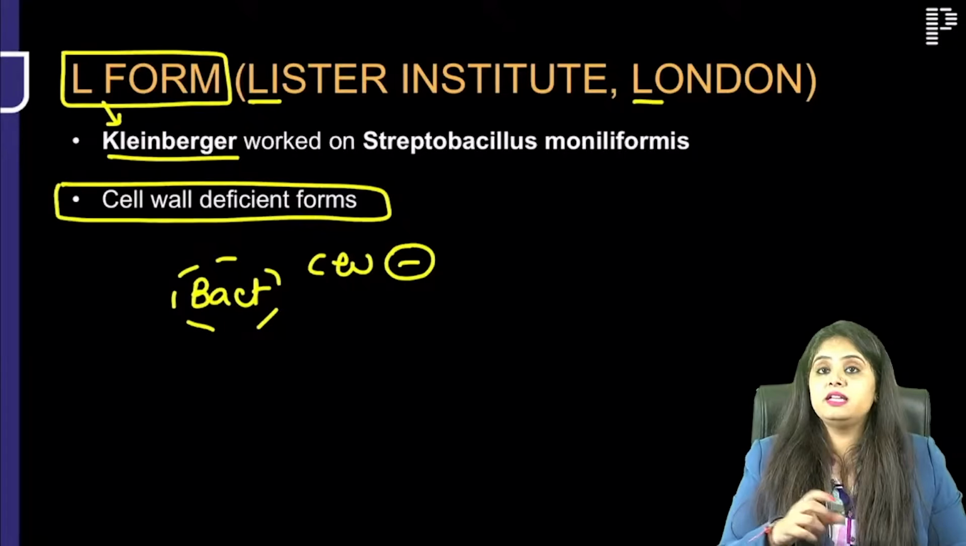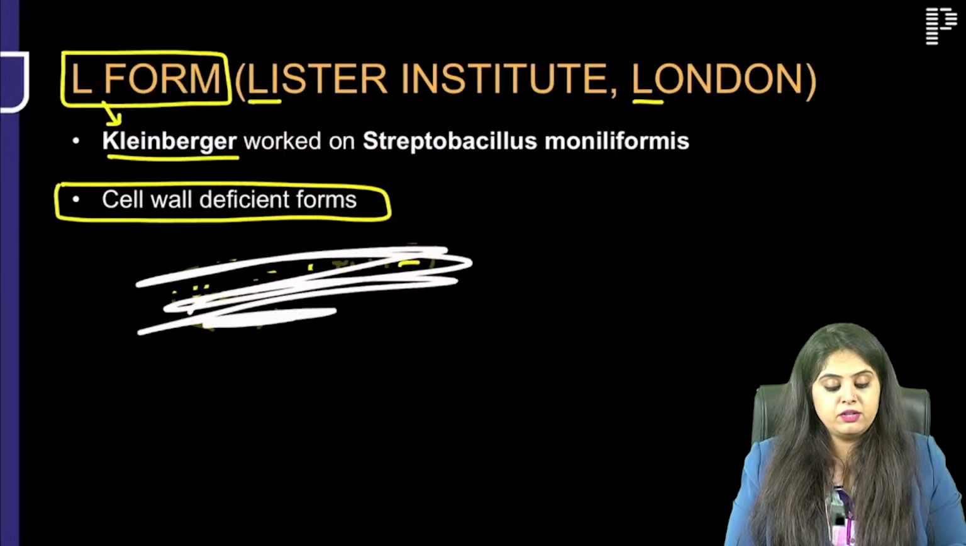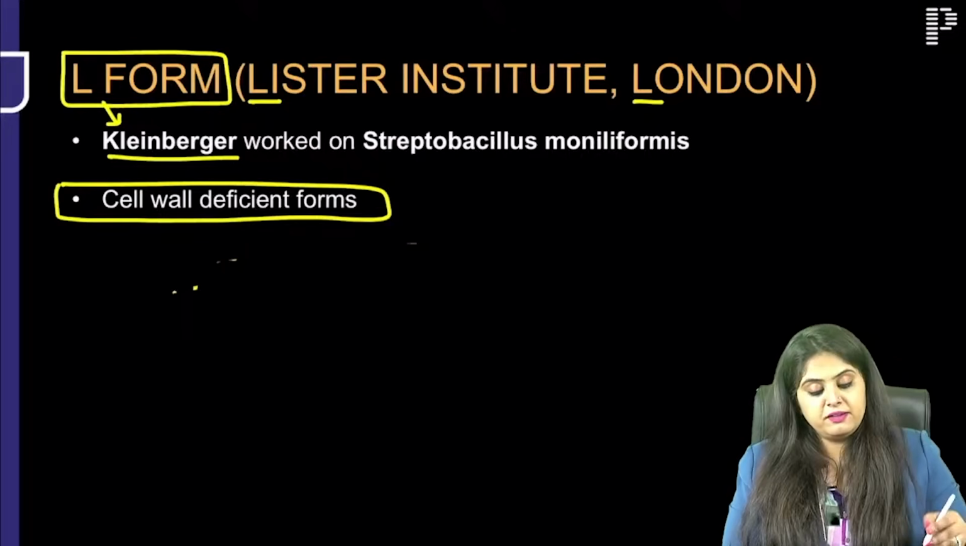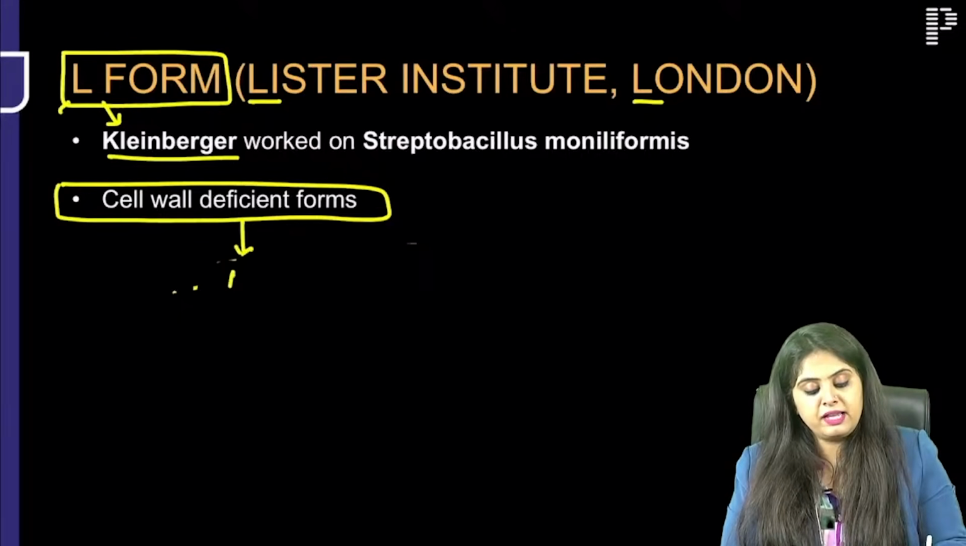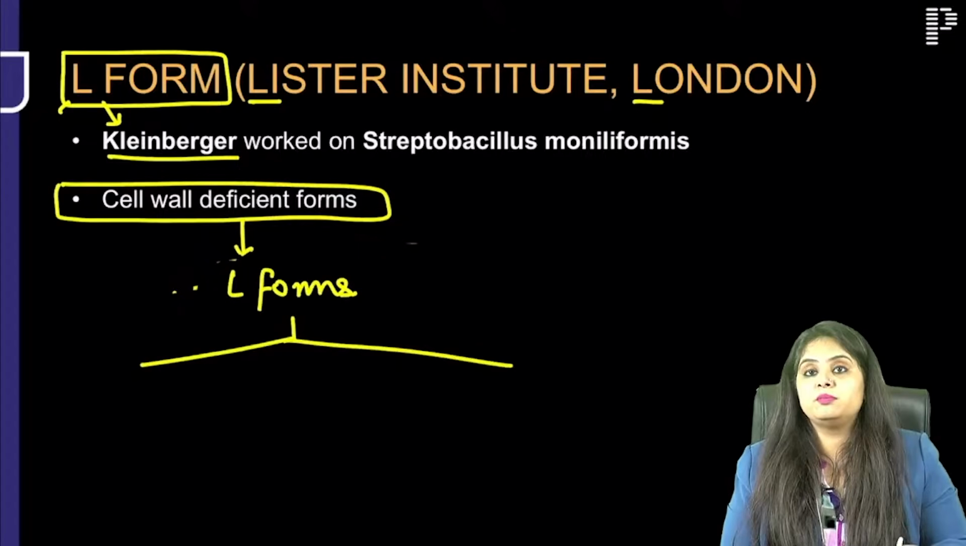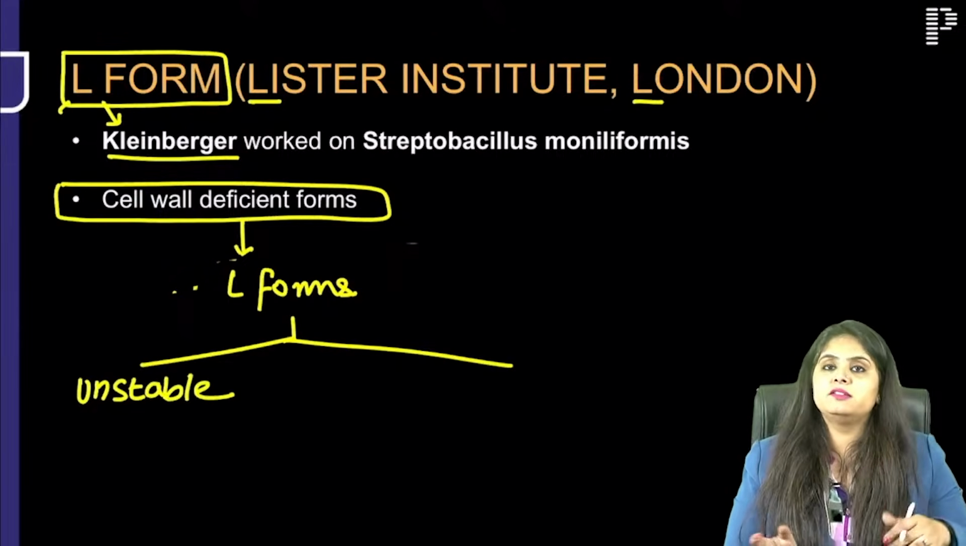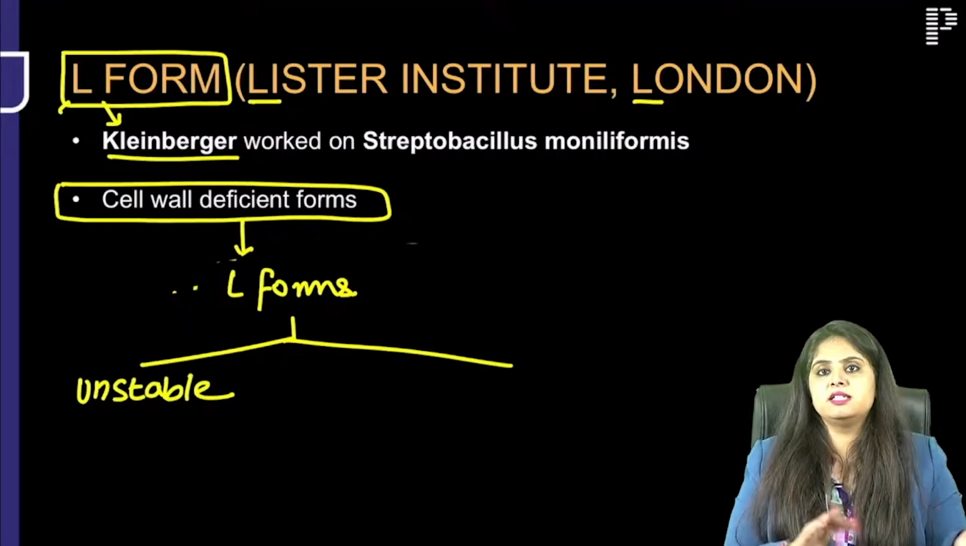I will give you a recap so that you remember it for your exam. Please note that when you're talking about cell walls, when the cell wall is gone, that is known as L forms. I'm giving you a mind map now. L forms are of two types. Number one, they are going to be unstable. Unstable means to and fro. They will go, come, go, come.